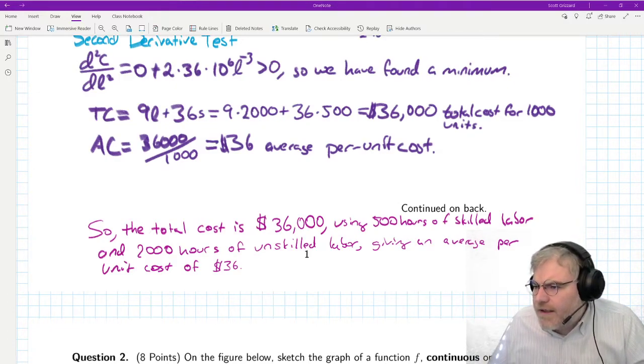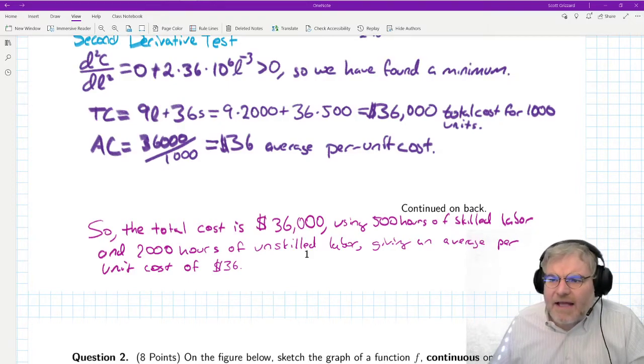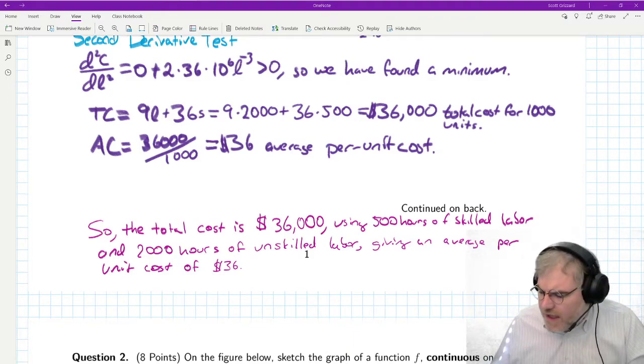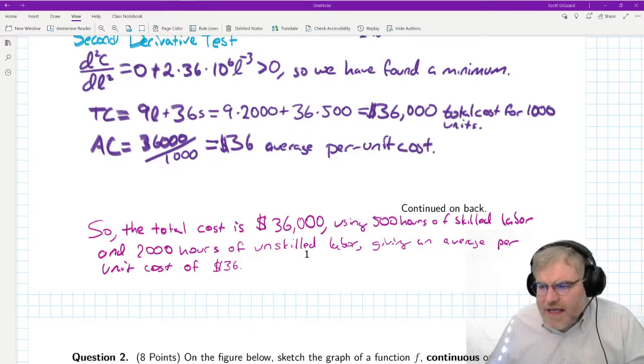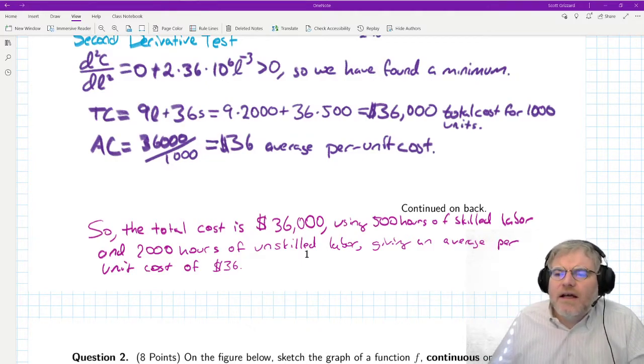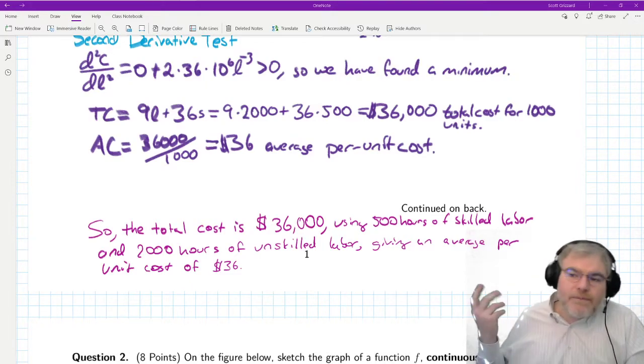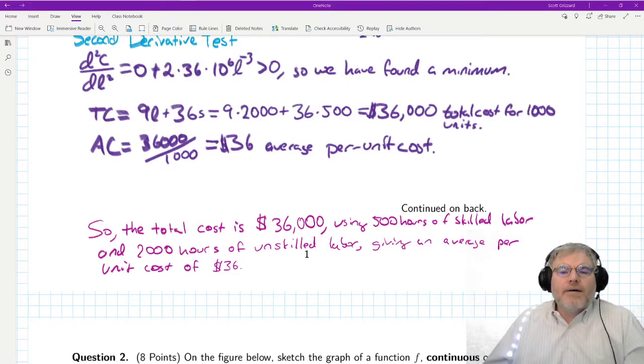The words, let's see. Per week. Yes, so I actually probably should have said that. So the total cost is $36,000 per week. And the 500 skilled things of 36. Yes, I probably should have said the per week. But I wouldn't have counted off. People might have. But that's okay.